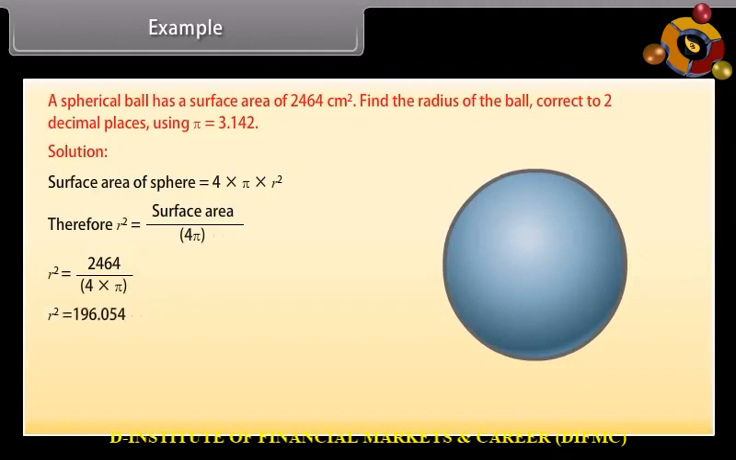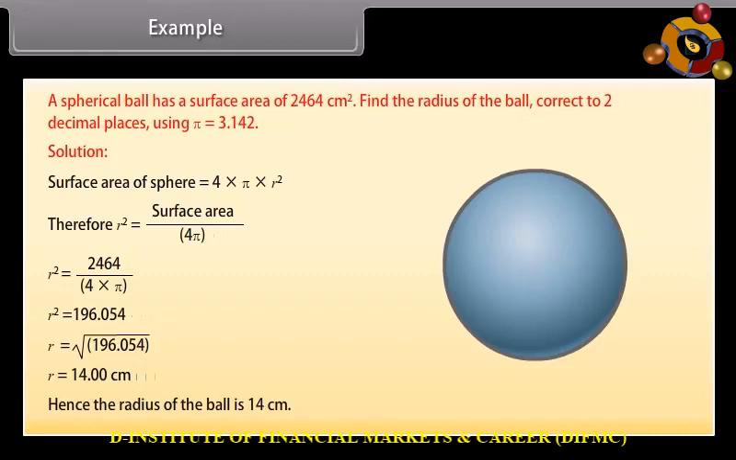r square is equal to 196.054. r is equal to under root 196.054. r is equal to 14 centimeters. Hence, the radius of the ball is 14 centimeters.